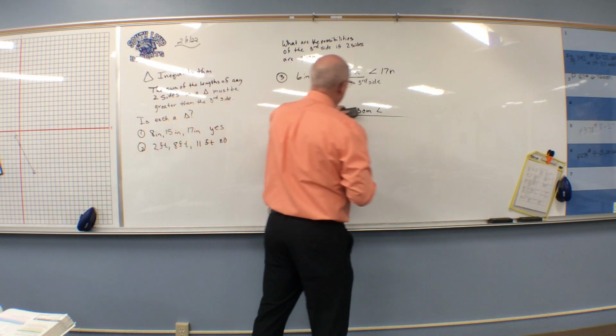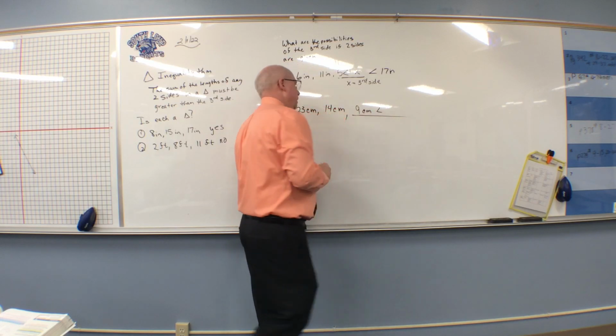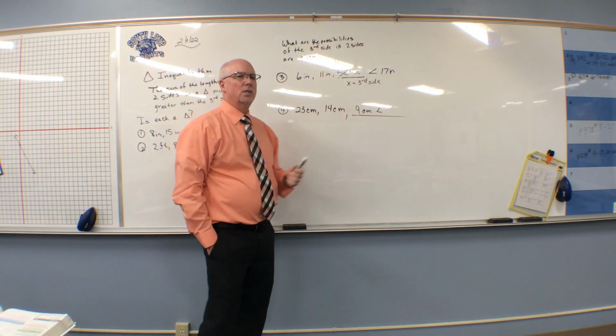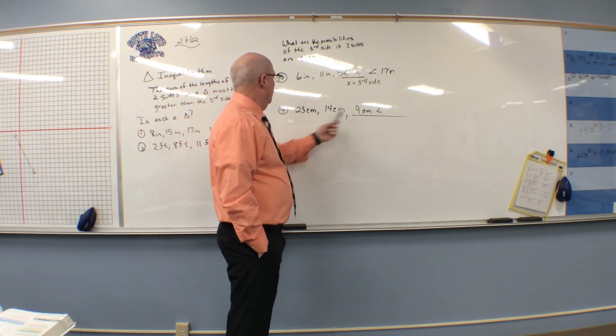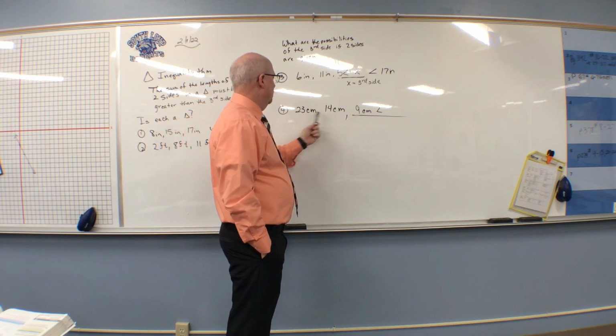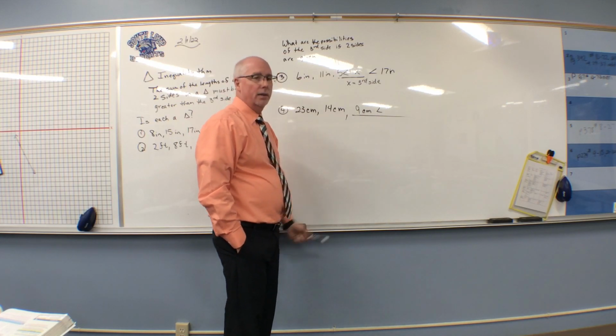Could it be 9? Okay. He says now 9. Has to be greater than 9 centimeters. All right. So, say it was 9.1. 9.1 plus 14 is 23.1. So that works, doesn't it? So we know it has to be bigger than 9 centimeters.